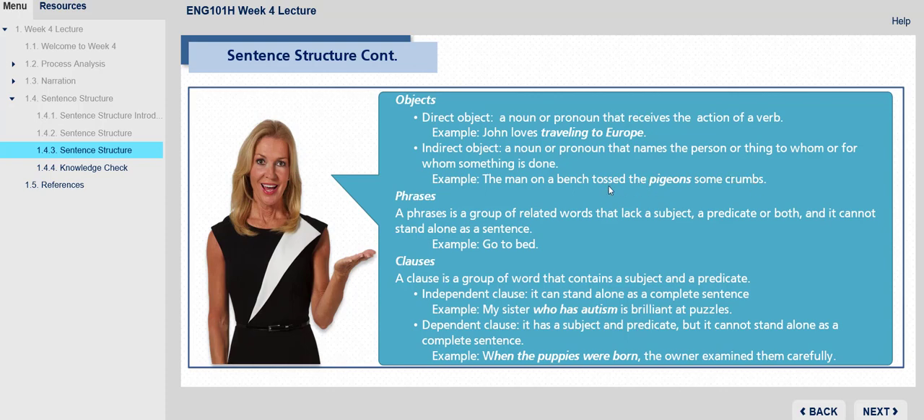And then here, tossed the pigeons is the indirect object. The direct object is tossed. This I would need to write it out in order to get you to understand. So here you can write the man tossed some crumbs to the pigeons. So normally that's how it is. So when I say to the pigeons, this is the indirect object.